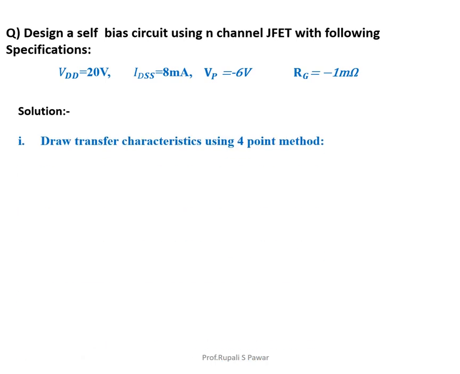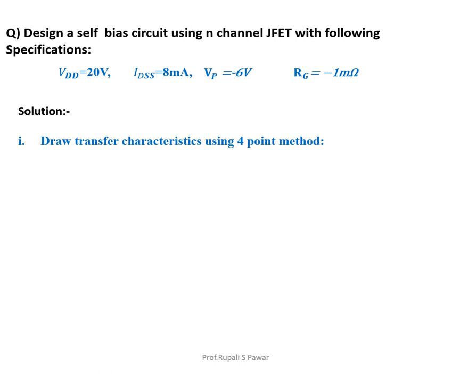Let us have one example. Design self-bias circuit for N-channel JFET with given specifications. We will start with the solution. Step 1 is to draw transfer characteristics using 4-point method.